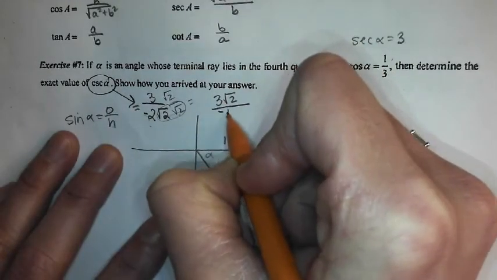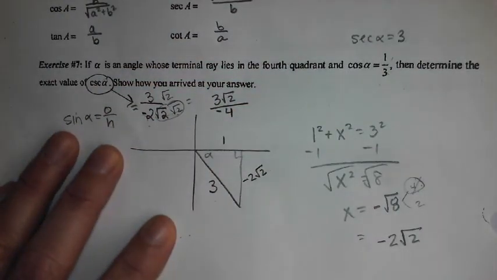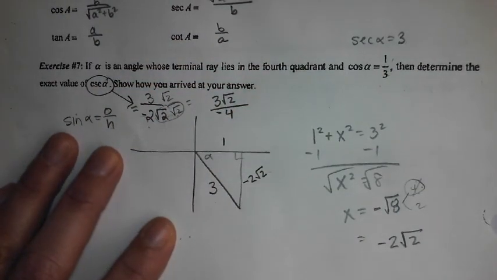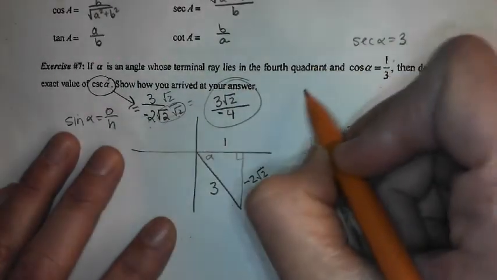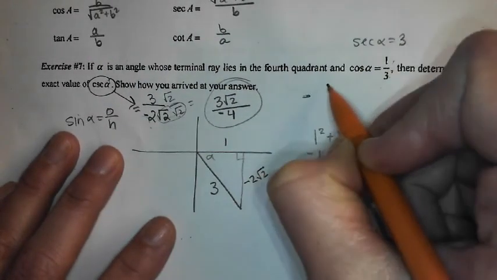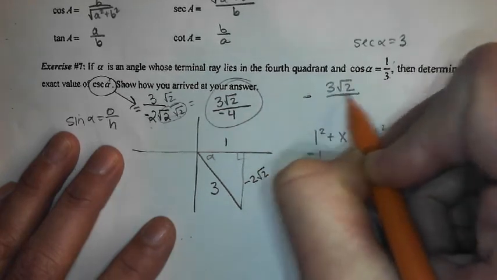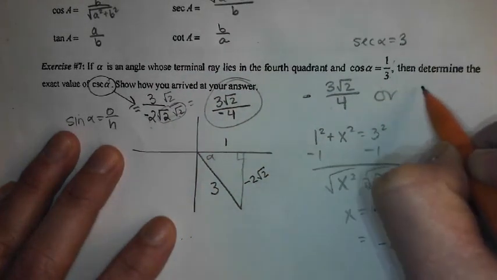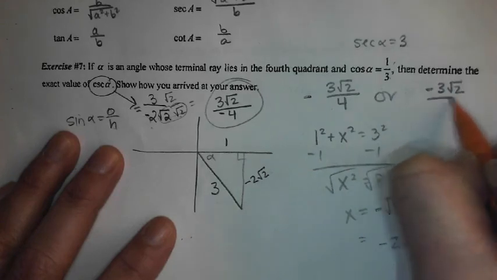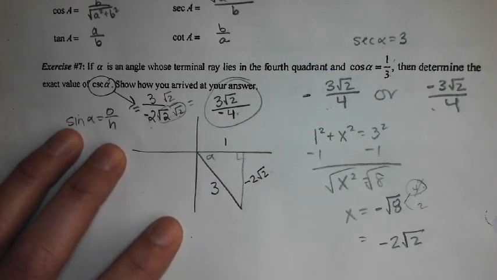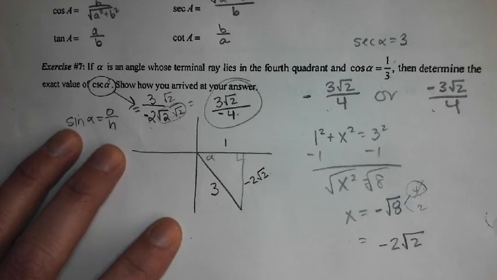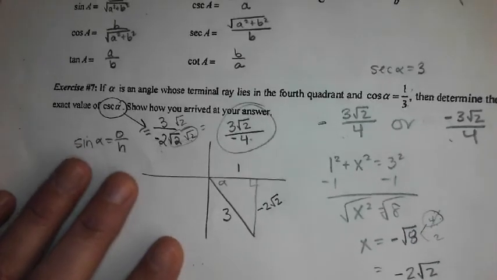Now, it is not common to see the negative left in the denominator. If it was an open response, this is more than fine. But if it's a multiple choice, you'll either see the negative just out in front, or you'll see the negative with the numerator. But they're all the same thing. Okay? Any questions on any of this?